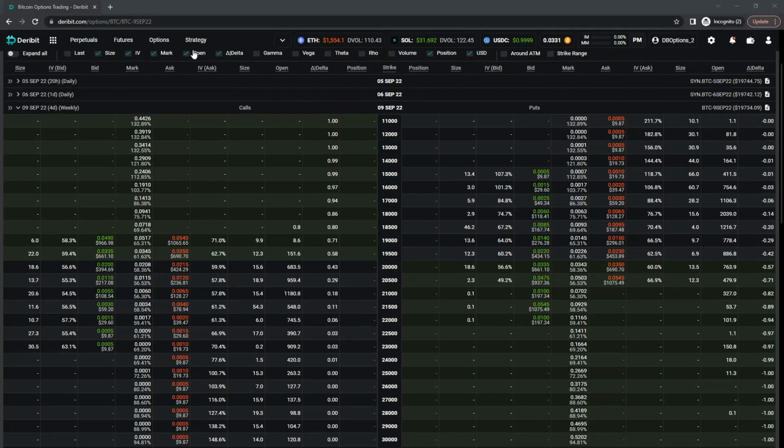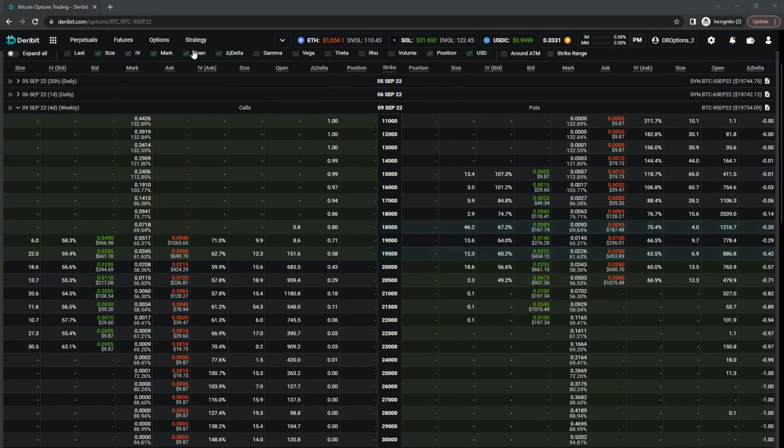Bitcoin is currently trading at around $19,700, and we would like to purchase a bear put spread. We will use a position size of 1, which is for 1 Bitcoin notional. This is the option chain for Bitcoin, and we are looking at the options that expire on September 9th. We can find the put options that expire in a little under 5 days listed on the right.